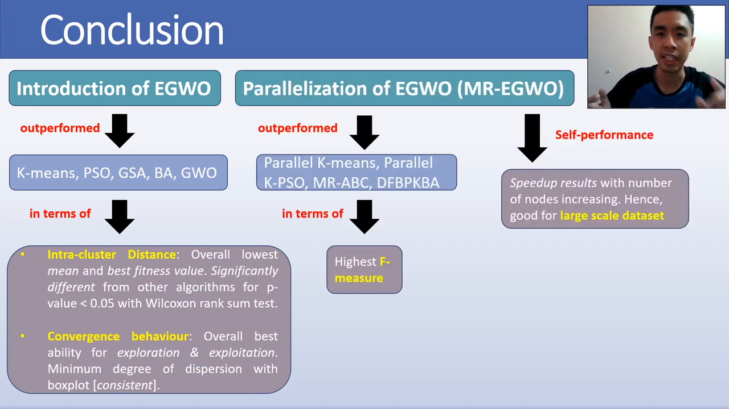Moving on, things got more interesting when EGWO was parallelized with MapReduce, benchmarked against 4 other parallelized algorithms on a large dataset. EGWO once again emerged victorious with the highest F measure. Moreover, the best way to improve ourselves is to compare with ourselves. Therefore, as the authors increased the number of nodes for MREGWO, it caused a major speed up in results. It's definitely good for large-scale datasets as shown on the right.